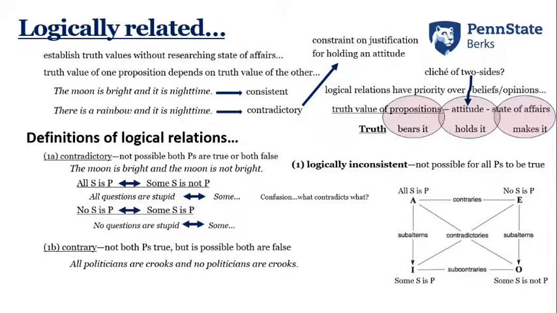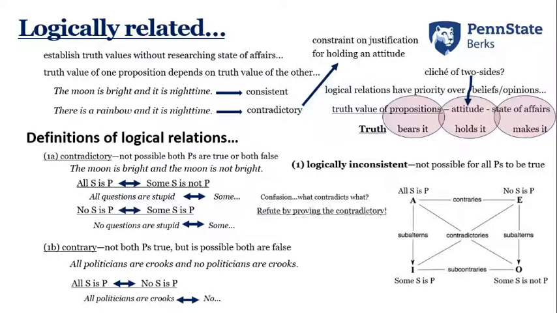We could say all politicians are crooks and no politicians are crooks. If we're going to say all politicians are crooks, then the only way to refute that, or the contrary, is to say that no politicians are crooks. But with a contradictory, all we need to do to refute that is to basically show that some of that particular group may fall outside of that group.